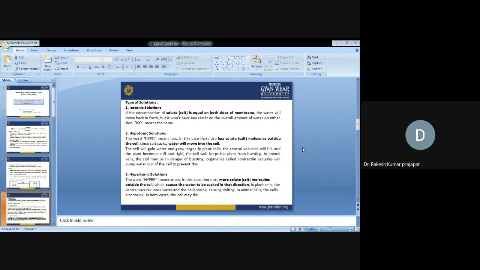Hypertonic solution: the word hyper means more. In this case, there are more solute molecules outside the cell, which causes water to move in the other direction. In a plant cell, the central vacuole loses water and the cells shrink, causing wilting. Animal cells also shrink. In both cases, the cell may die.